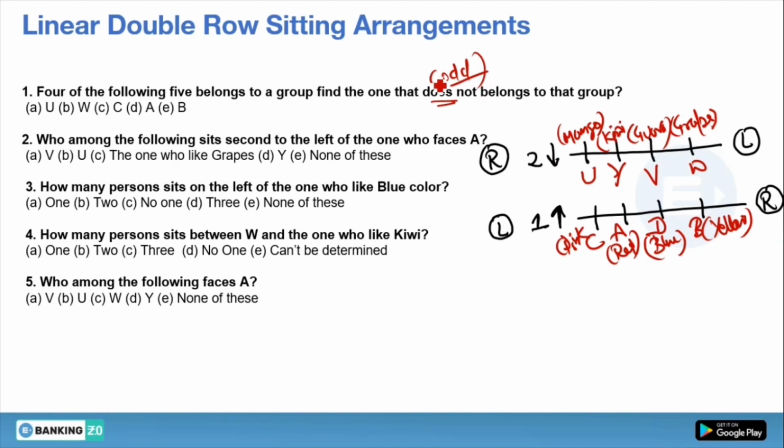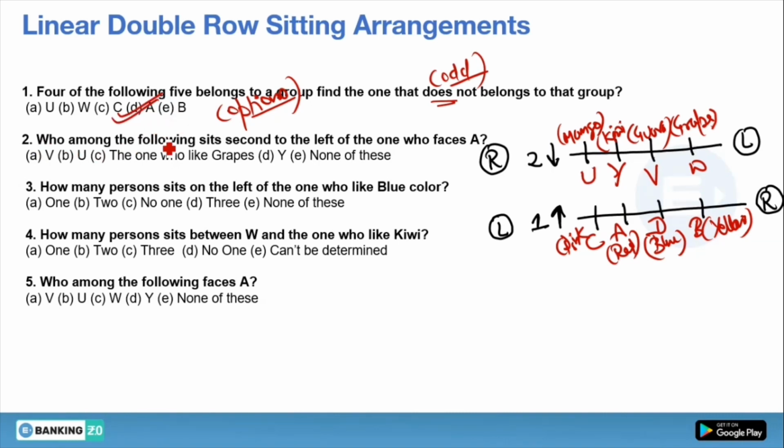Okay. And this question needs to be solved by using the options. Only then can we answer. So let's check the options. U, W. U is at the end, W is at the end. C is at the end, B is at the end. A is in the row, so option D is correct.